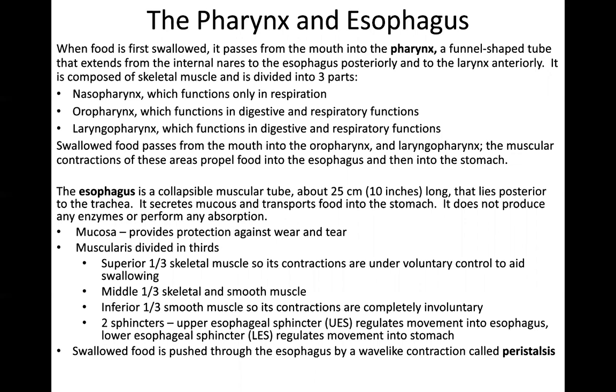The pharynx is something that is shared between the digestive system and the respiratory system. And this is because it's a common tube that when we breathe, air flows through it, and when we swallow, food and liquid passes through it. There's actually 3 parts to the pharynx. The nasopharynx doesn't have anything to do with the digestive system because we don't eat or drink through our nose, hopefully. So the nasopharynx only functions in respiration. The oral and the laryngopharynx, though, do function in digestion and respiratory functions.